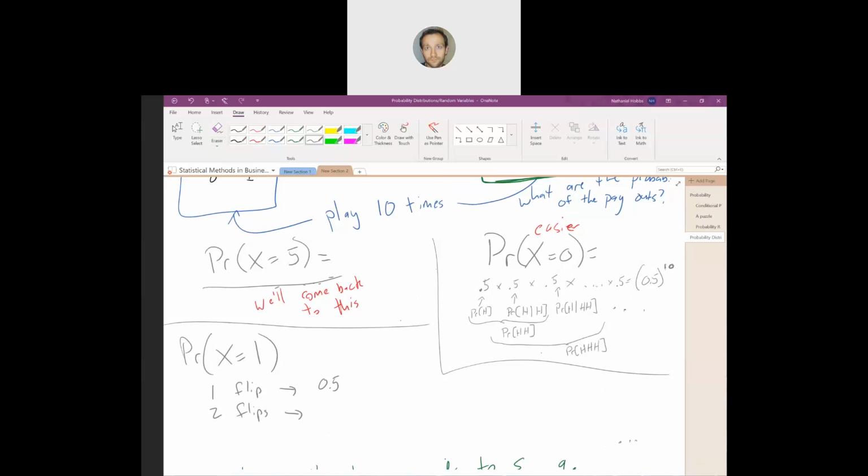I can do a fair coin. You flip the fair coin 2 times. What's the probability that you get exactly one head? Would it be 0.25? No, 0.5. It would be 0.5.